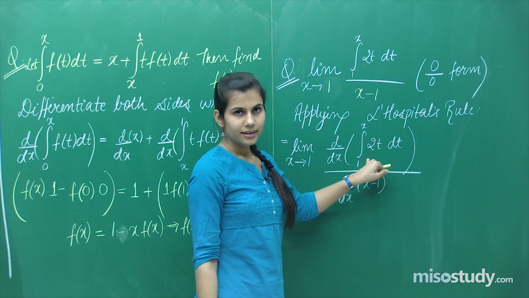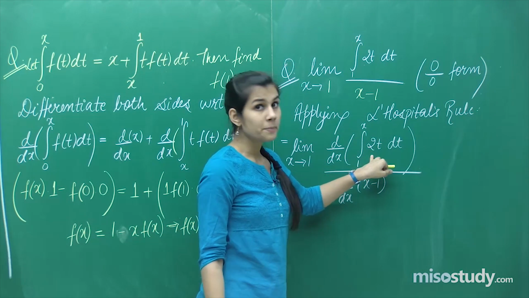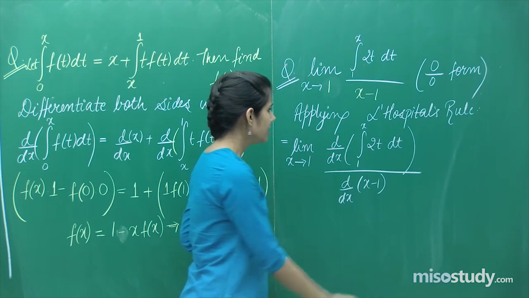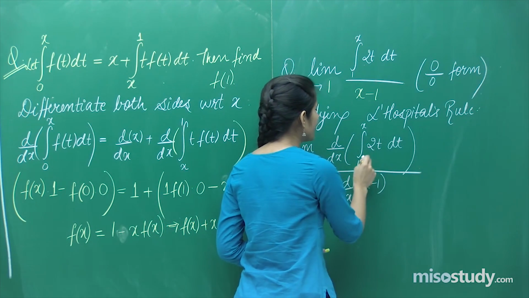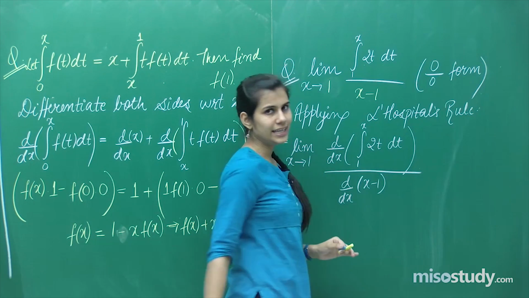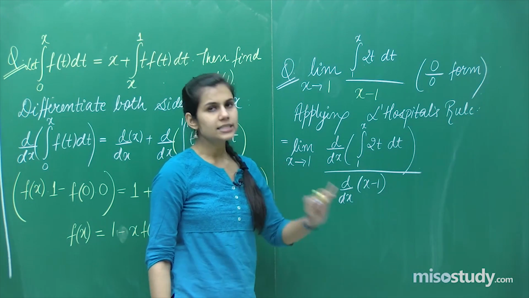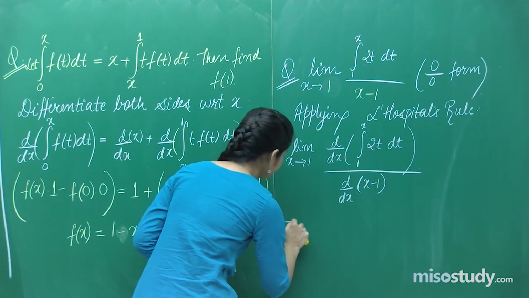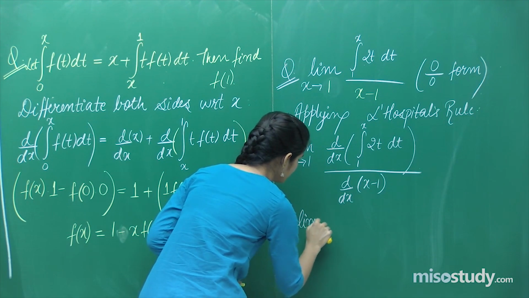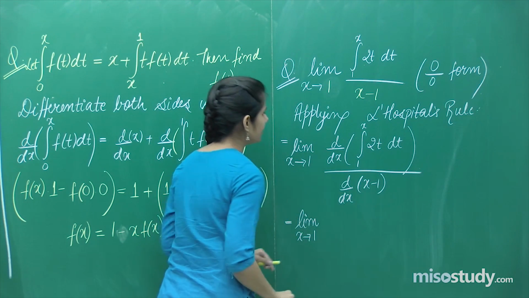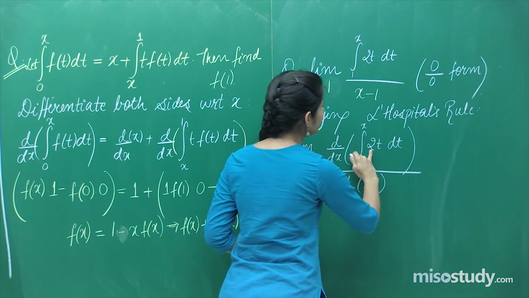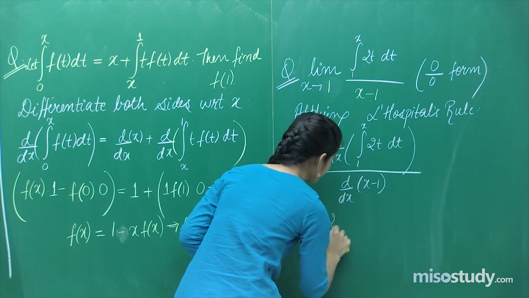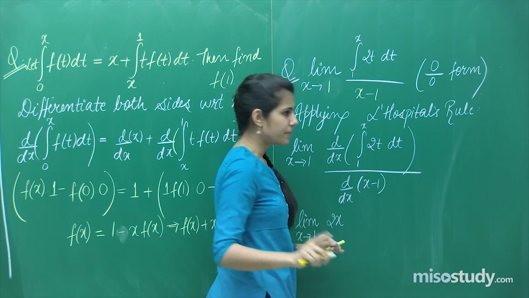In the numerator, I wish to differentiate the term inside the integral, where the integrand is free from x and x is only in the limits. Clear signal is to apply the Newton-Leibniz rule. This will be equal to limit x approaching 1. What will be this? Twice of upper limit. Just replace t by upper limit.